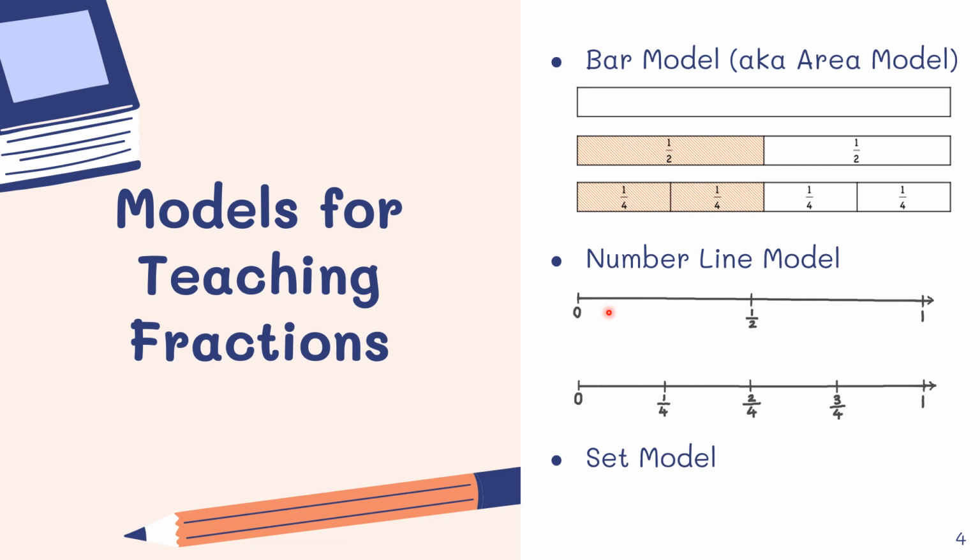Number line model is very similar, just instead of using little rectangles, we're just using a number line. And then a set model is where you're actually using objects, like for example, you might have 3 circles and maybe 2 of them are colored in. So we would say 2 over 3 or 2 out of 3 or 2/3 of the circles are colored in. Right, so you can also use objects using the set model.